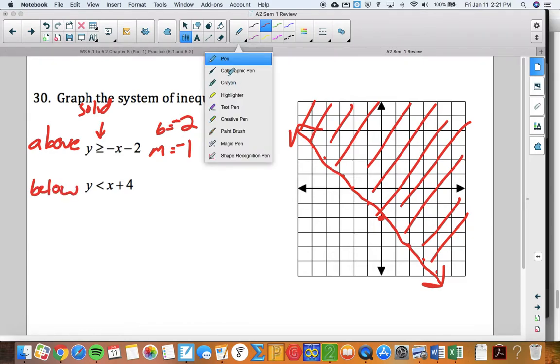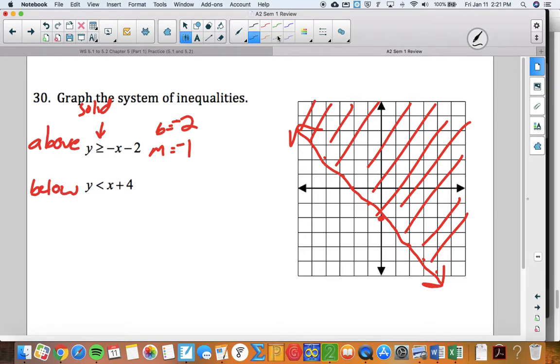I'm going to do this in a different color. So here, it's going to be a dashed line because there is no equivalency underneath the inequality. So the y-intercept is 4, slope is 1. Do use your points, and then just do the best to kind of dash through that. And then again, I'm shading below the dashed line.